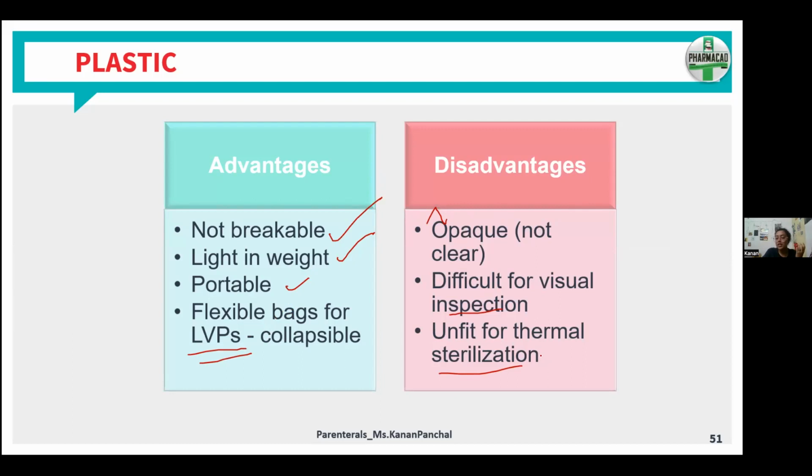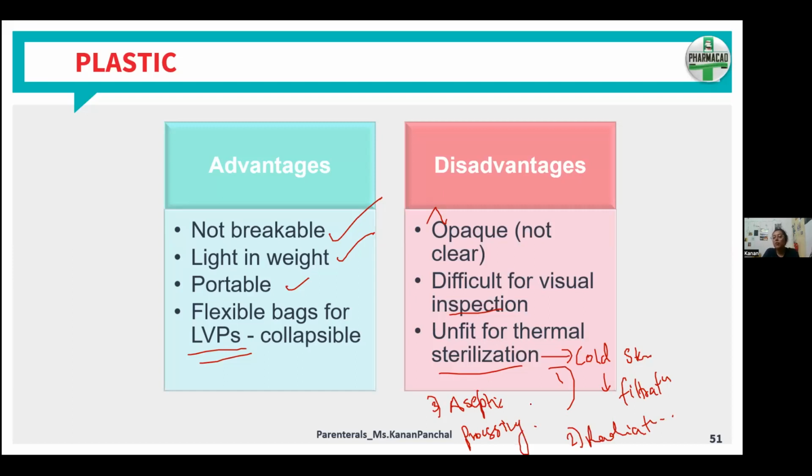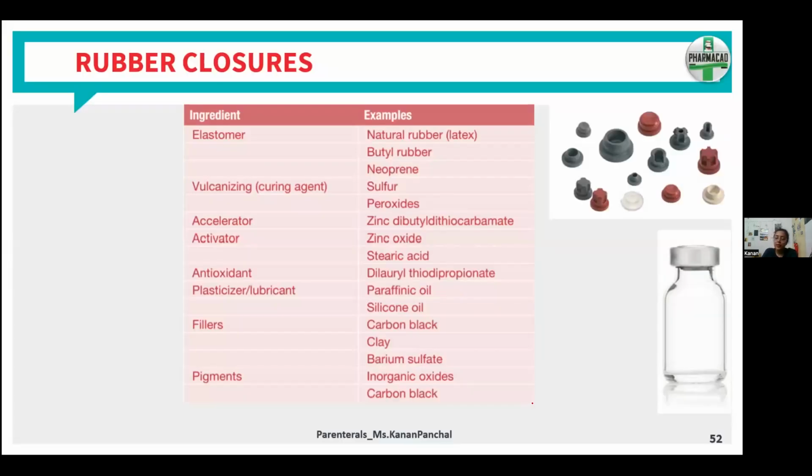Which sterilization will you have to do? Cold sterilization. What is cold sterilization called? Filtration. And else radiation. But radiation will only do your surface. And then third is your aseptic processing. But aseptic processing is costly. All right. So basically, these are the challenges with using plastic as your container.